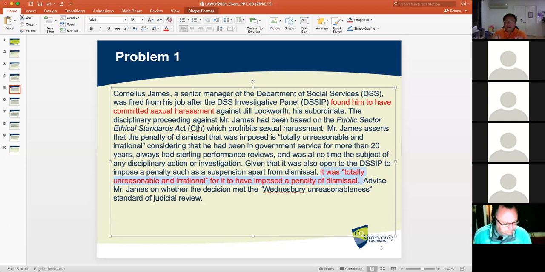So here, when we speak of Wednesbury unreasonableness, we have to remember it is not the same as just unreasonable. A decision can be unreasonable. We can agree it's unfair. We can agree there is no reason for it. It's illogical. But that is not sufficient as a ground for judicial review. It has to be Wednesbury unreasonableness, or a decision so unreasonable that no reasonable person could arrive at the decision.